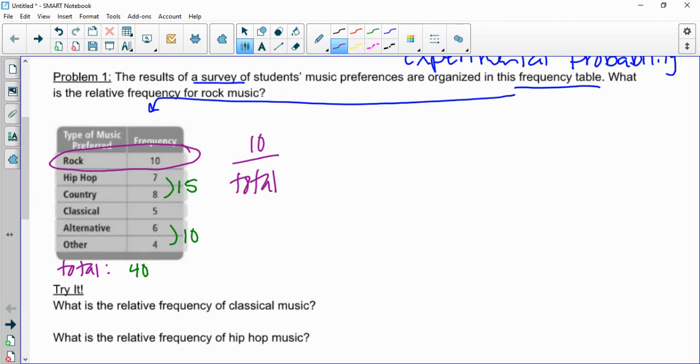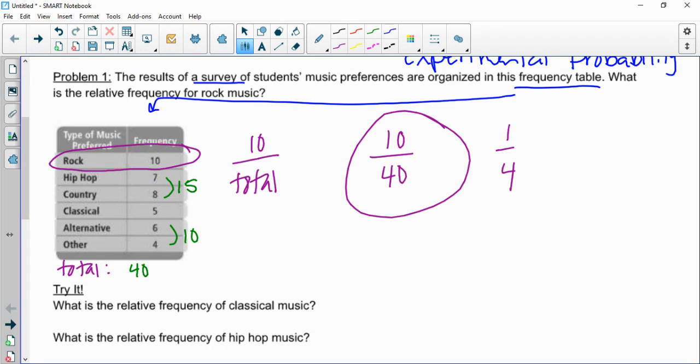So the relative frequency of rock music would be 10 out of the total, which we figured out is 40. That's all it is. You can reduce it to 1/4 if you would like, which you can write as 0.25, or you can write it as 25%. It's up to you. Any of those are fine.